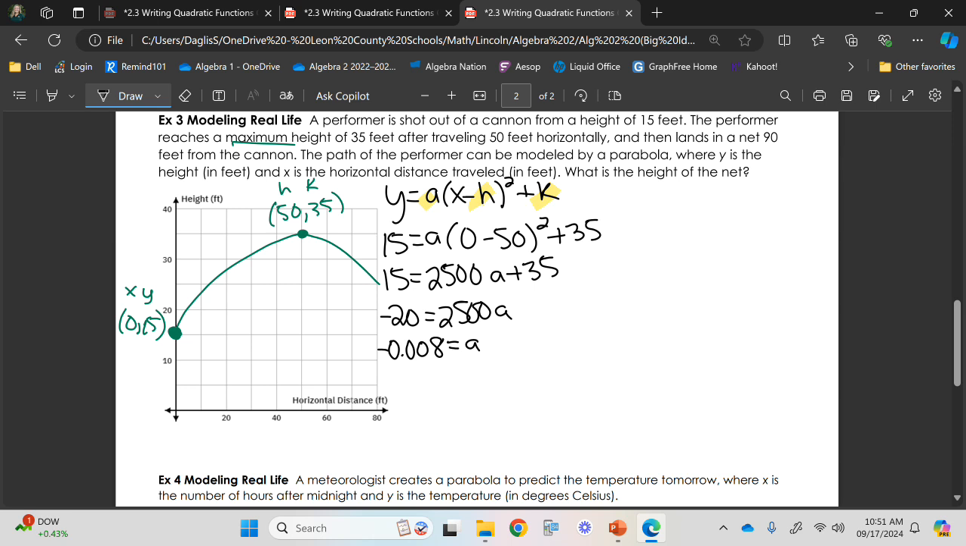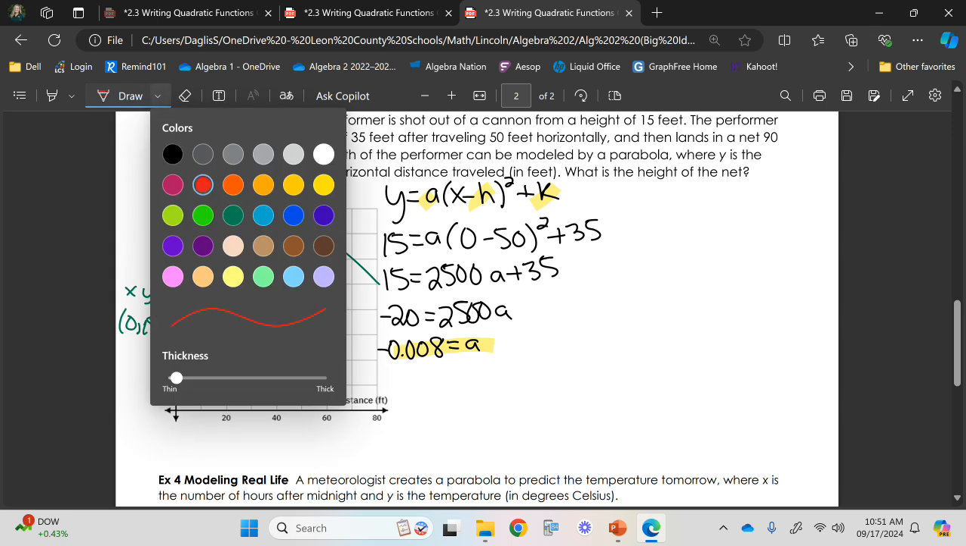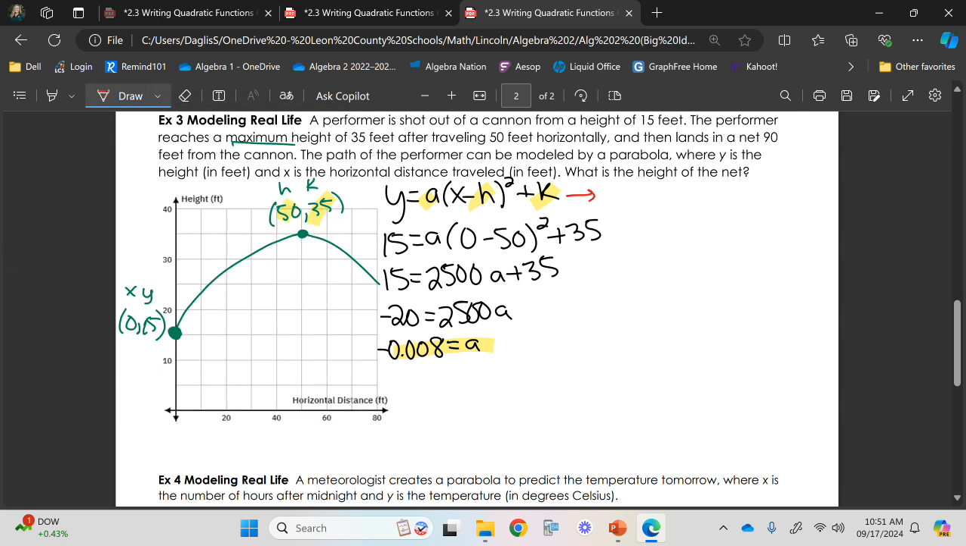Okay. If you want to convert that to a fraction, you can, but I bet you when you type negative 20 divided by 2,500, it's going to give it to you in decimal form. And when we're doing real life stuff, you can leave it like that. Okay. So do we have all three pieces? Yeah, we do. So let's complete our vertex form right here. So this is going to be negative 0.008 times x minus 50 squared plus 35.